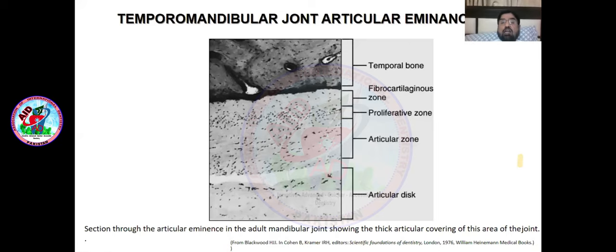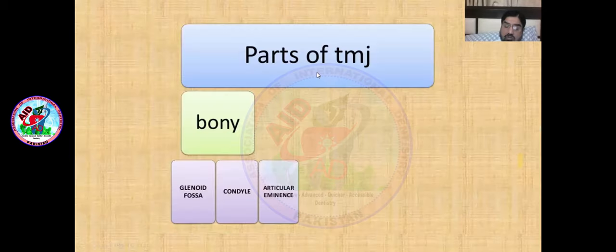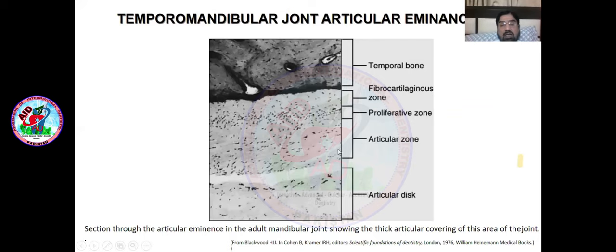When we see the articular eminence, just the anterior portion forms the temporal area, that is the fibrocartilaginous zone, the proliferative zone, that is the articular surface, and below that is the articular disc, which is not part of the articular eminence, but is part of the articular zone. Ladies and gentlemen, this is very important, because here the articular zone is very thick. The proliferative zone and the fibrocartilaginous zone form a unity with the articular zone, and it becomes very thickened in the anterior aspect of the articular cartilage.